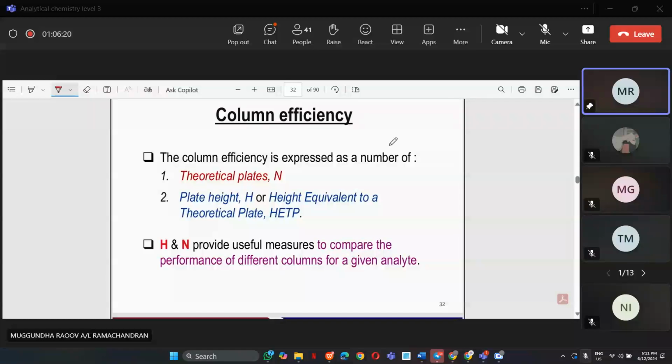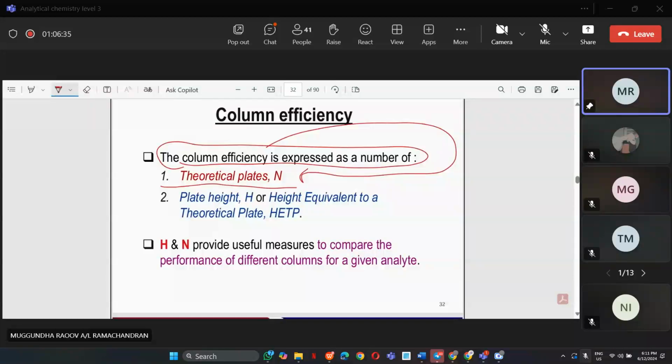In the column, this is very, very important, class. Please pay attention. When we are talking about column efficiency, we can express it as theoretical plates, plate height, or height equivalent to a theoretical plate, HETP. If you look at column efficiency, H and N provide useful measures to compare the performance of different columns for a given analyte. Column efficiency is expressed as the number of theoretical plates and the plate height.